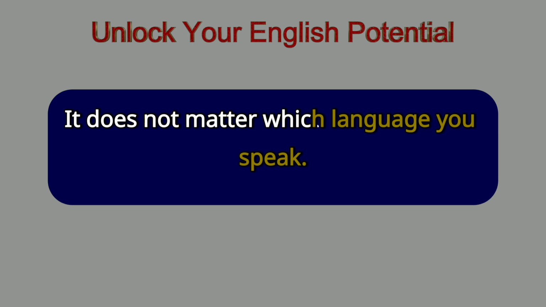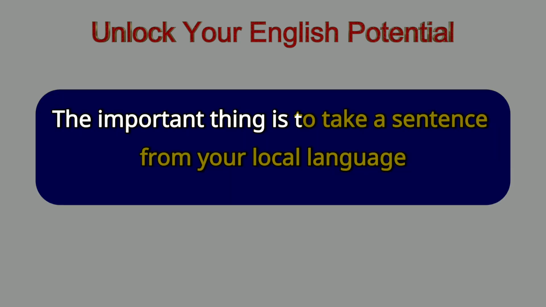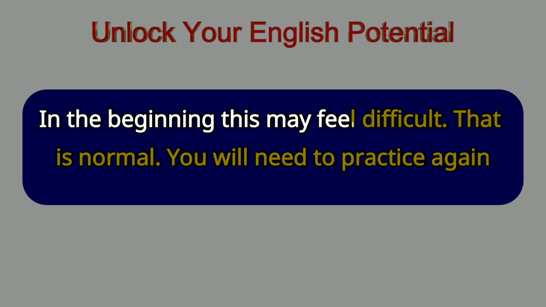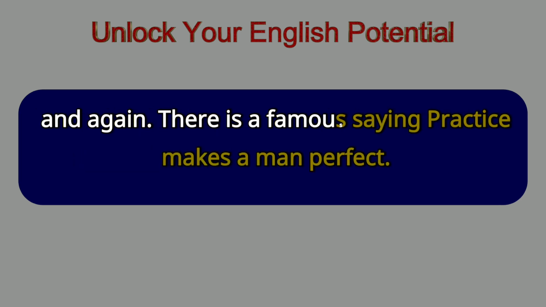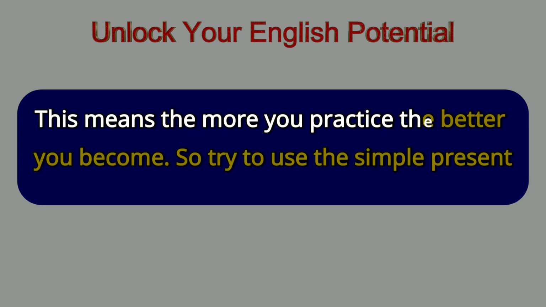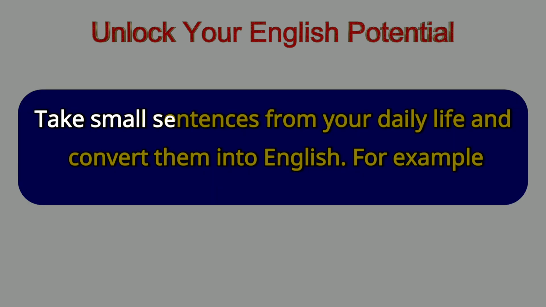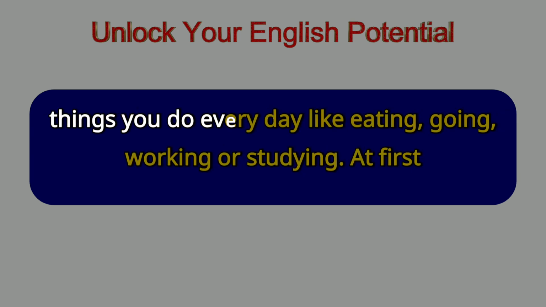It does not matter which language you speak. The important thing is to take a sentence from your local language and change it into English using the simple present tense. In the beginning, this may feel difficult. That is normal. You will need to practice again and again. There is a famous saying, practice makes a man perfect. This means the more you practice, the better you become. So try to use the simple present tense formula whenever you want to speak or write in English. Take small sentences from your daily life and convert them into English. For example, things you do every day, like eating, going, working, or studying.